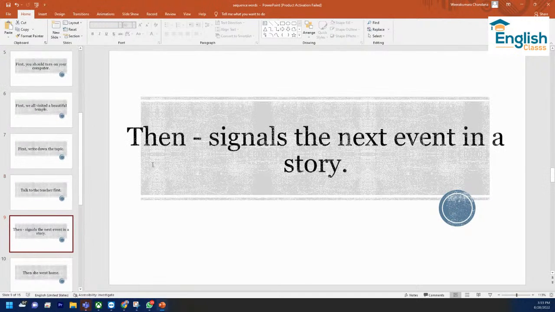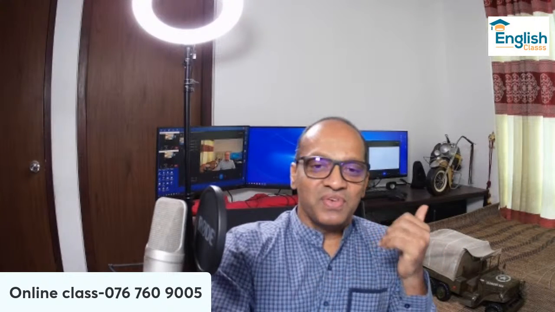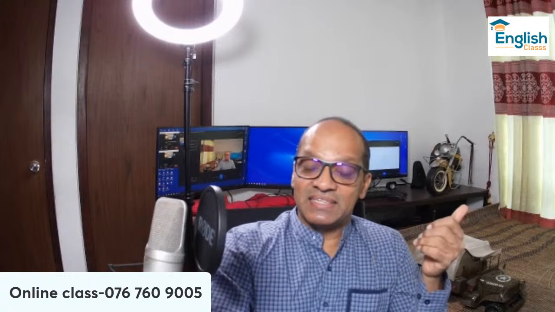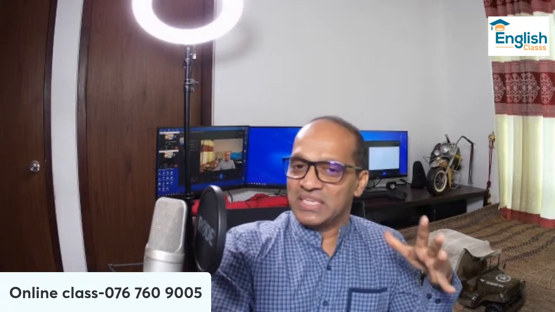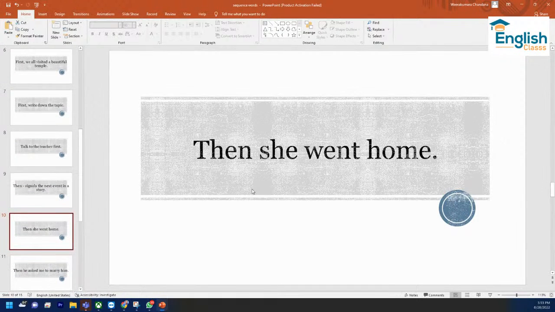Well, let's take this sequence word, then. Then signals the next event in a story. When there are two or more actions, we use the sequence word then instead of after that. Instead of using after that, you can say then. Now look at this example. Then she went home. Now this is the second action.